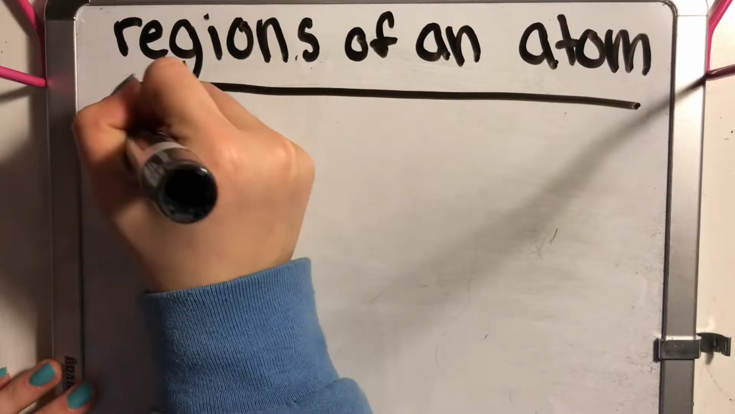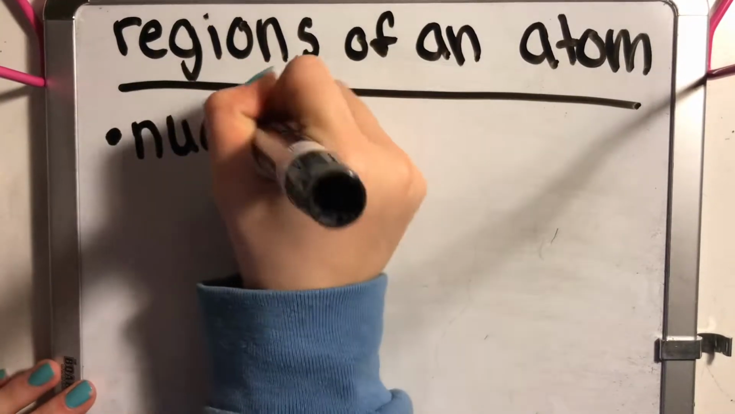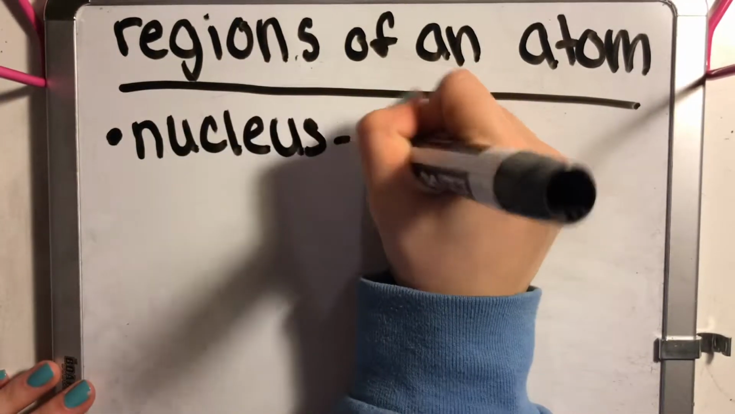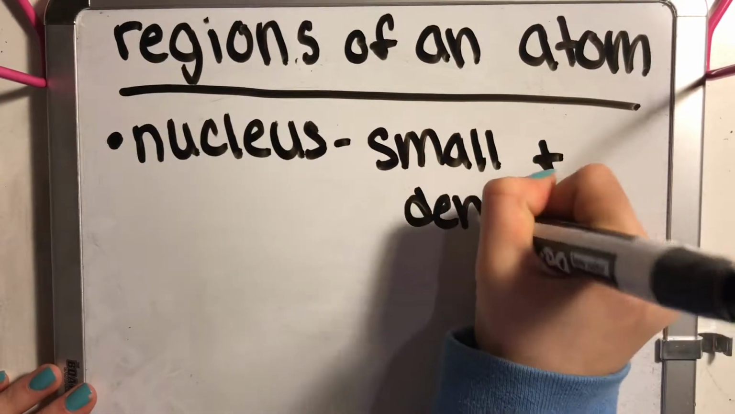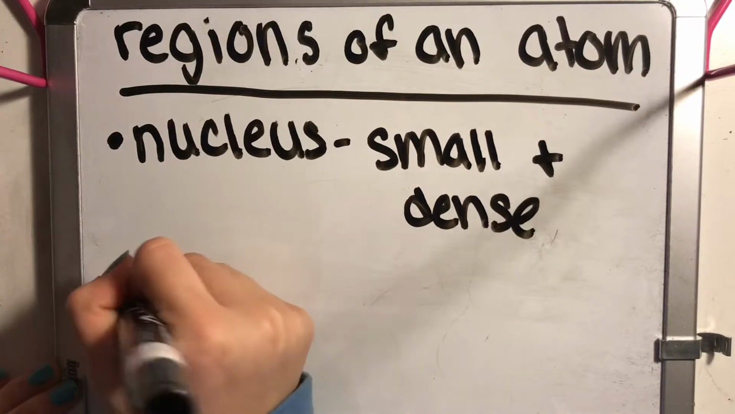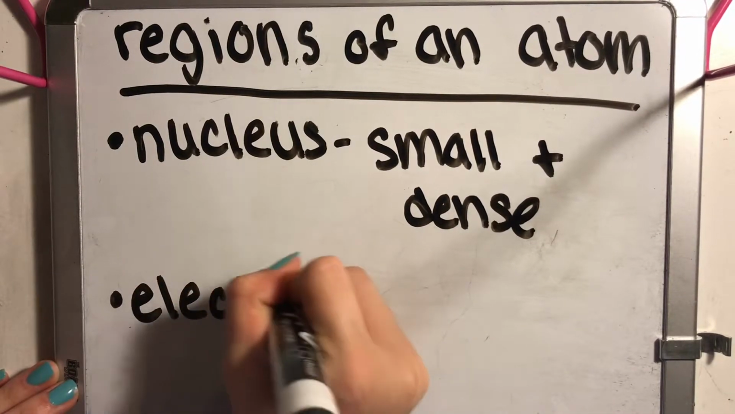Next up will be the regions of an atom. An atom is made up of 2 things, a nucleus and electrons surrounding it. The nucleus is small and dense and is made up of protons and neutrons. Surrounding the nucleus is electrons, which is mostly just empty space.